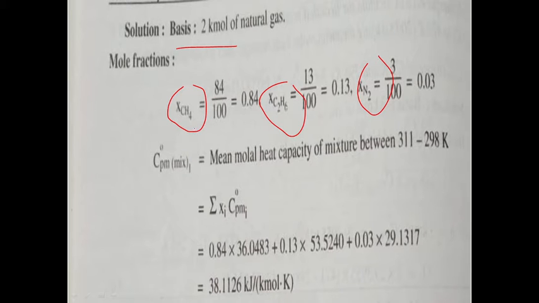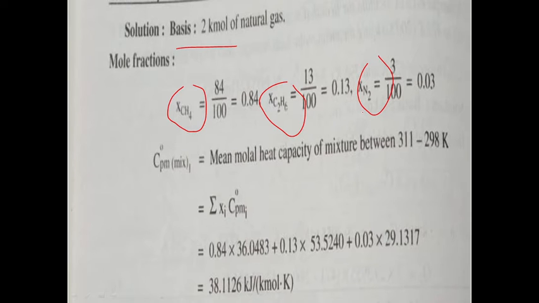First we are going to concentrate on the methane mole fraction value. Individual moles of methane divided by total mole. Individual moles is 84, the percentage directly taken as kilomole. 84 divided by total mole, which is 100. Finally we get 0.84. Similarly for ethane, 13 percentage is directly taken as 13 kilomole individual mole. Total mole is 100, so 0.13. This is the mole fraction of ethane.